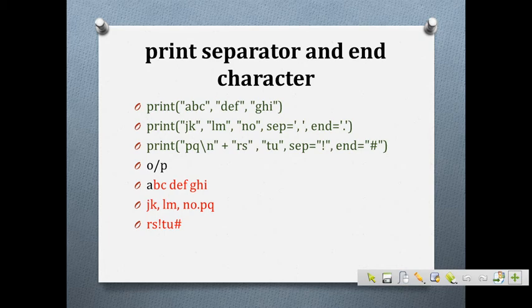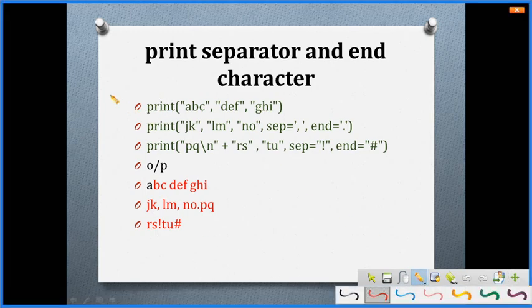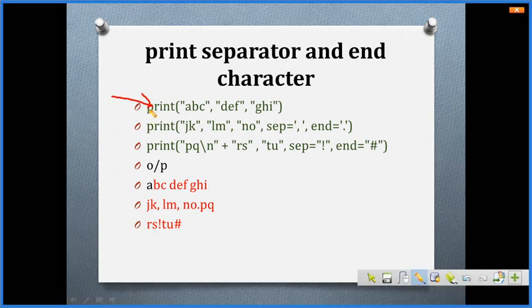So this is an example of the print separator and end character. By default, when you print something, the output comes in a new line if you are using a new print statement. For example, in the first print statement, I have used print A, B, C, D, E, F and G, H, I. So these three come in the same line.